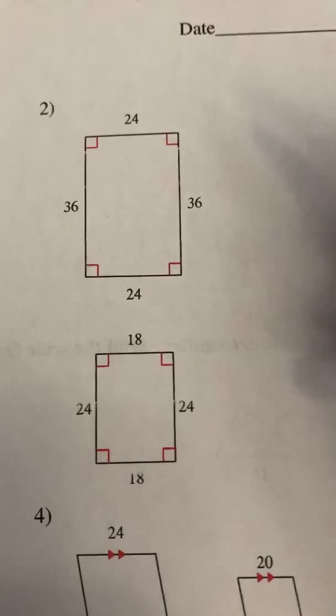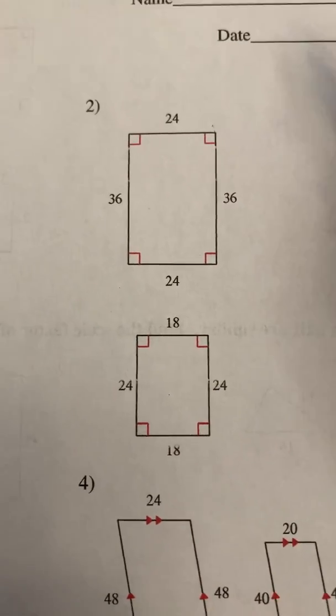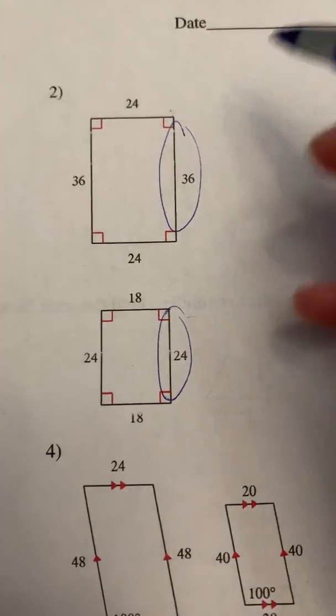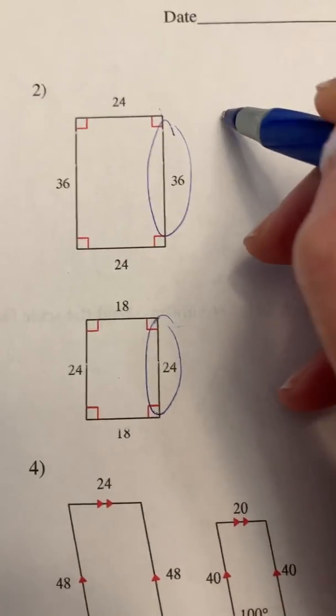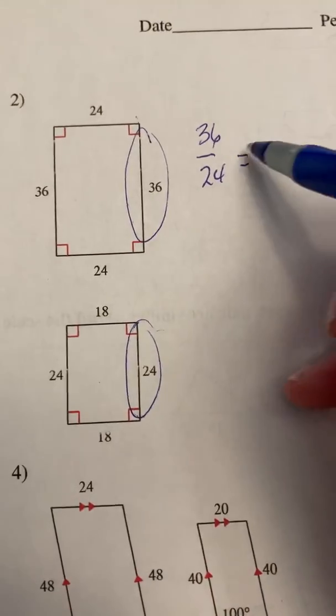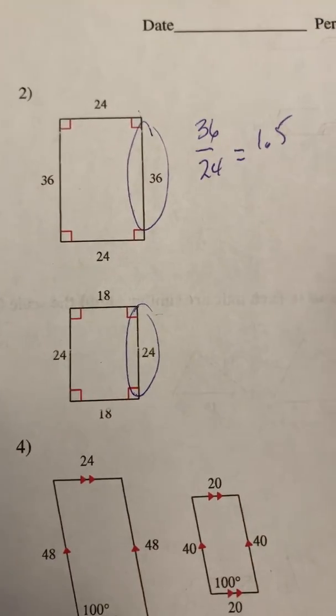Okay, now number 2. First things check out. Looks like all of the angles are congruent, right? So now we're going to move on, and we're going to check the proportions. For some strange reason, I always, if I can, go larger over smaller. So nothing wrong with that. Okay, and here 36 over 24, you end up with 3/2, which reduces to 1 and 5/10.